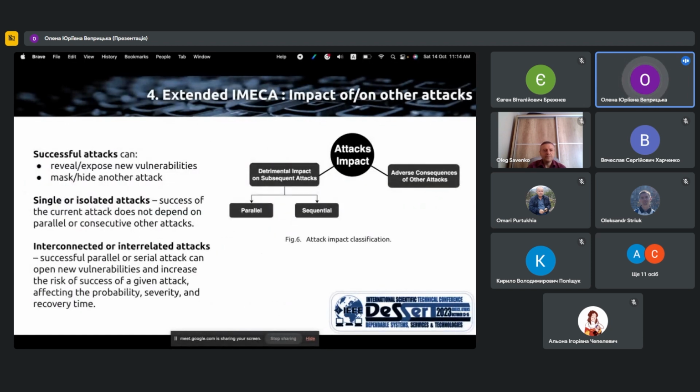The newly added parameter is impact of other attack or on other attack. Some successful attacks could expose new vulnerabilities or mask other attacks. In this case, attacks are split into single or isolated attacks, which don't depend on other parallel or previous attacks, and interconnected attacks, which could depend on other attacks or increase the risk of other attack exploitation.